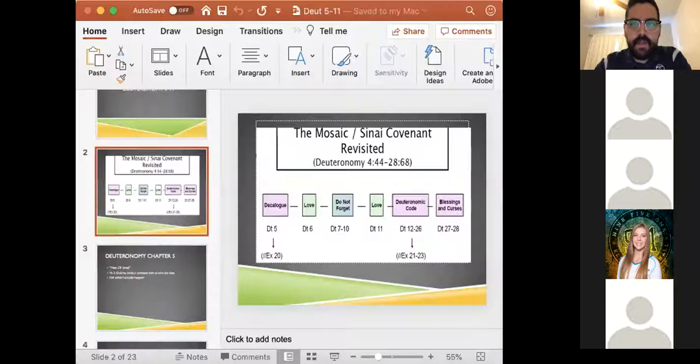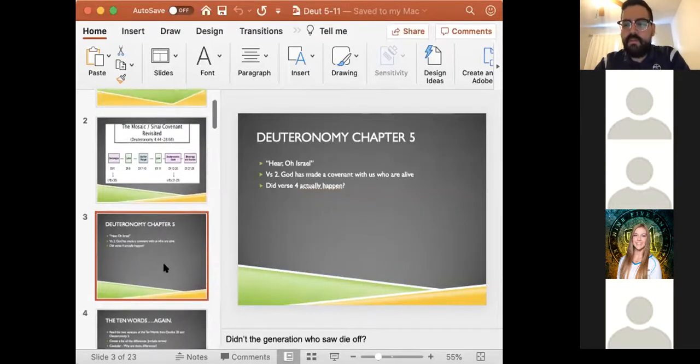Let me share this real quick again. You will see right there, Deuteronomy, that it does break up with that middle section. And what I do want to focus on is this part in here, where you have the Decalogue, which we talked about as the 10 words, with Deca meaning 10 and Logos meaning words, or word. So you have the Decalogue, and then love, which we'll talk about, and then don't forget. And I'll talk about the importance and the role of remembrance as we move along.